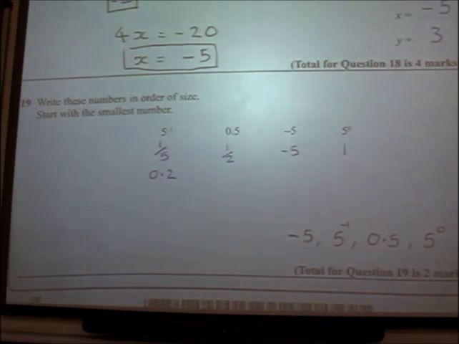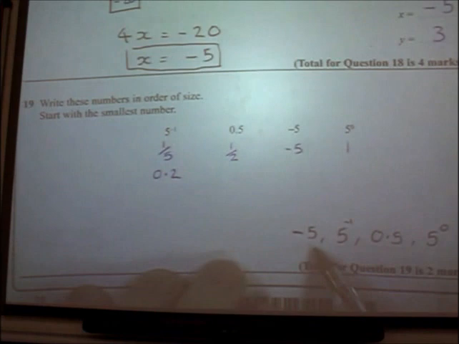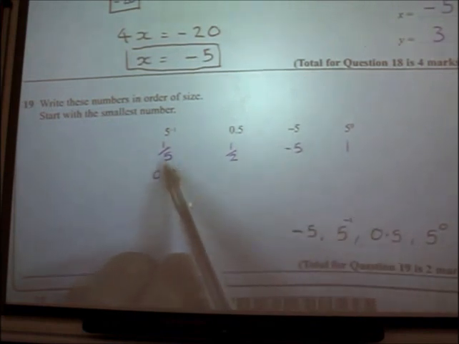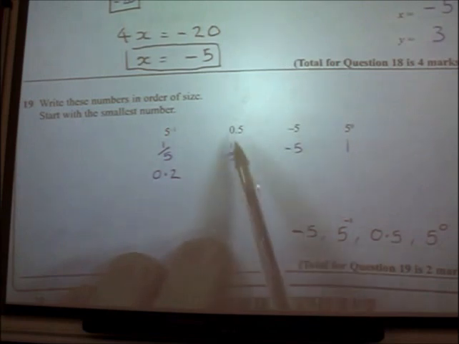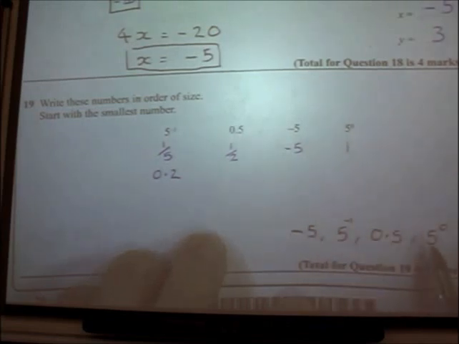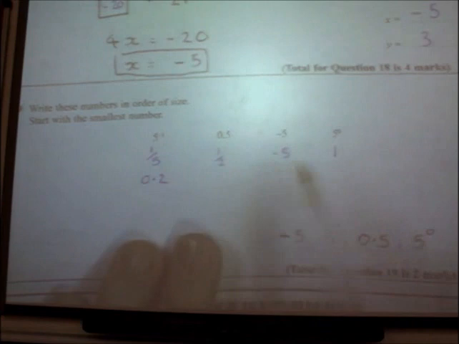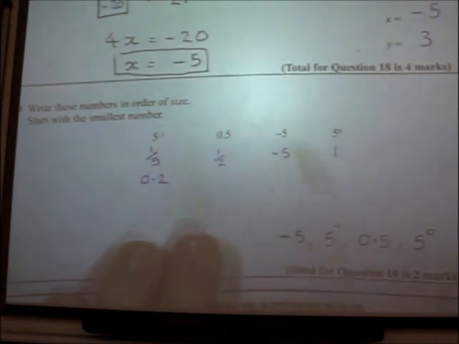So the smallest one we've got up here is minus 5, so I'm writing the original minus 5. The next one is a fifth, so I write down 5 to the minus 1. The next one is 0.5, so I write 0.5. And the next one is 5 to the power 0, which is 1, so I write 5 to the power 0. Please write the original numbers at the top. Do not write the ones you've converted them into. You must write the original numbers at the top.